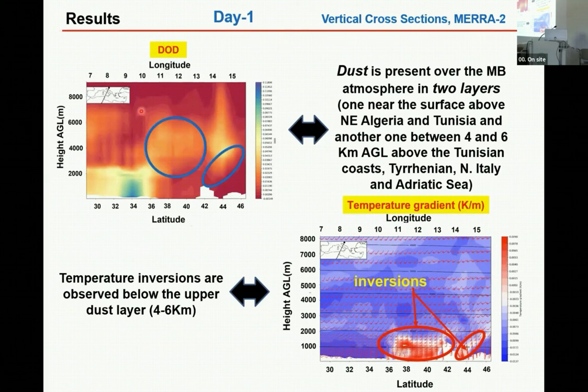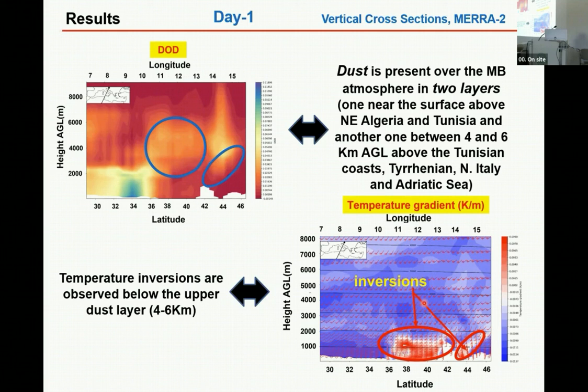Here we present at the upper left figure the dust optical depth vertical distribution, and what we can see is that dust is injected in the atmosphere at two levels, one near the surface, which is observed over the source areas of northeastern Algeria and Tunisia, and an elevated one which is observed above Tunisian coasts, Tyrrhenian Sea, North Italy and Adriatic Sea, and extends from 2 to 6 kilometers above ground level.